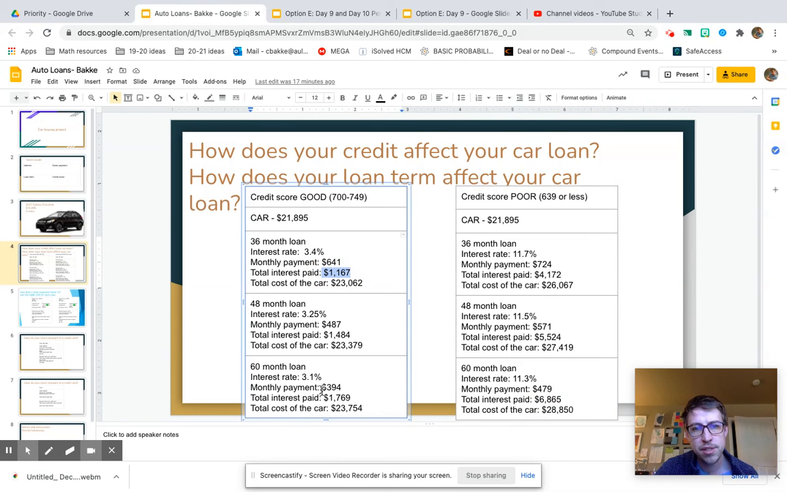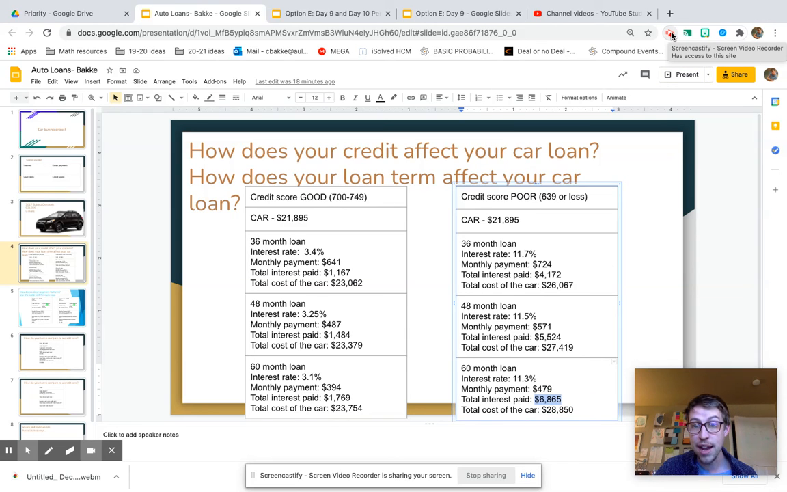So on your piece of paper, you should have the total interest paid in your good credit score for 36 months and the total interest paid for 60 months with good credit score, how much interest you paid with your poor credit in that 36-month loan term, and how much interest you paid in the 60 months. Go grab that data, and then we will find the percent change and turn it into a nice conclusion.